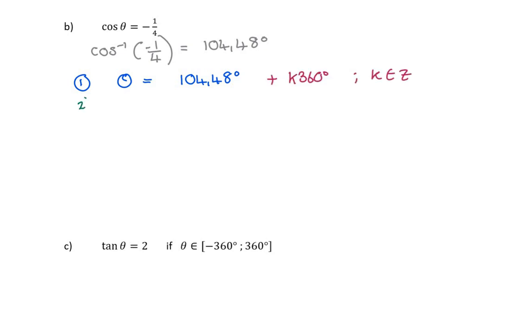Now my second solution will just be the negative version of 104. I could do 360 minus, but it's just so much easier to just take the negative version. So in actual fact, we summarize these into one line by writing that. So my second solution is actually negative 104.48 degrees. So very similar to tan, we summarize both the solutions in one line because we're quite lazy.